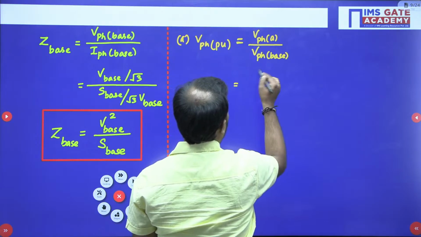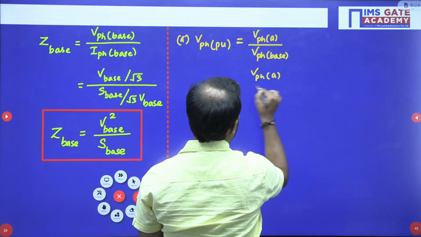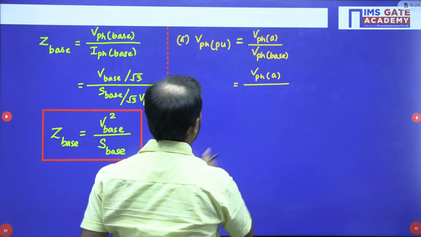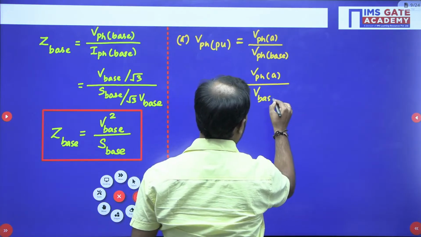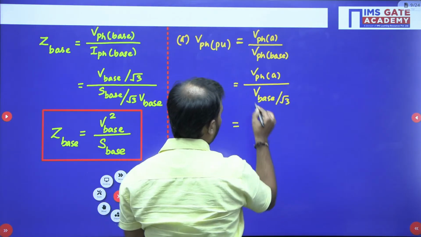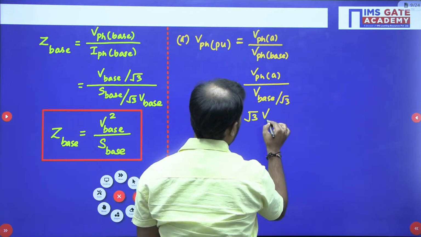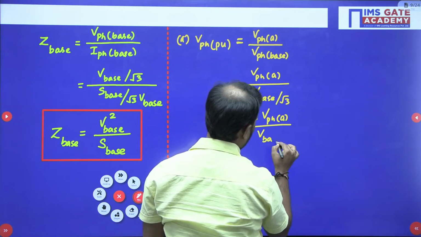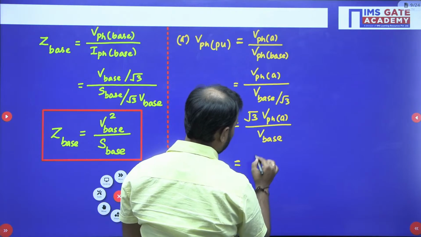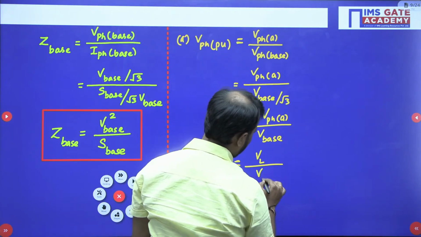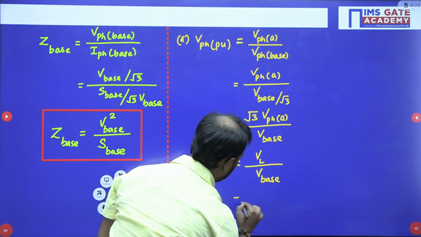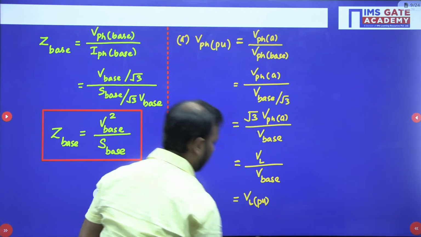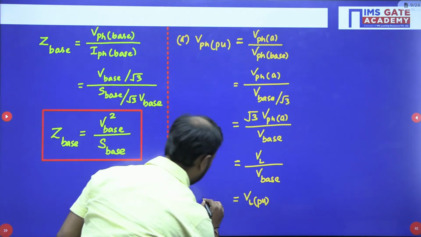Now V phase actual, whole divided by V phase base. We found out V base by root 3. Root 3 will go to numerator: root 3 into V phase actual divided by V base, and this is what? Your line voltage divided by V base. So this is equal to VL per unit.